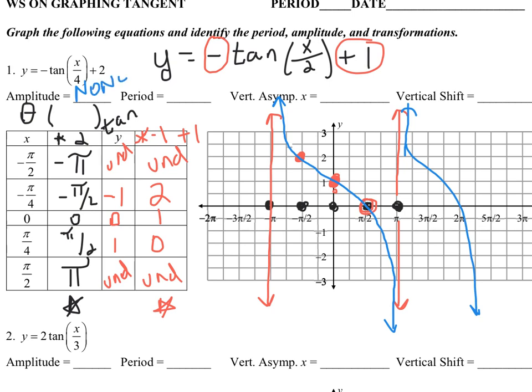So tangent has an amplitude of none because tangent doesn't have amplitude. So you could say none or NA. The period for tangent is pi because tangent can only go pi around the circle before we hit an asymptote. So it can only go halfway around the circle before we hit an asymptote. So the normal period for tangent is pi. But in our case, we stretched it out a little bit. So in our case, we multiplied tangent by 2. So now my period is 2 pi.